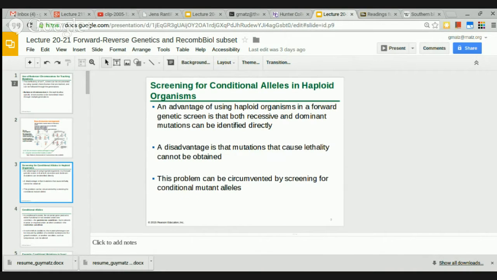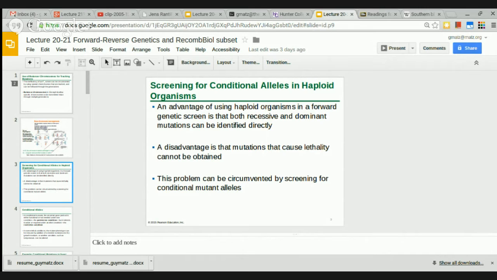Another type of organism that's great for finding mutations is a haploid organism. Because now you don't have the problem of dominant versus recessive mutations. Because they only have one copy of every gene. They're haploid. Temperature sensitive mutation.